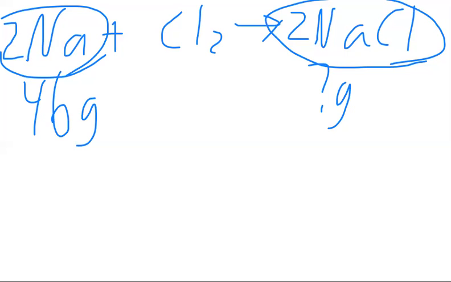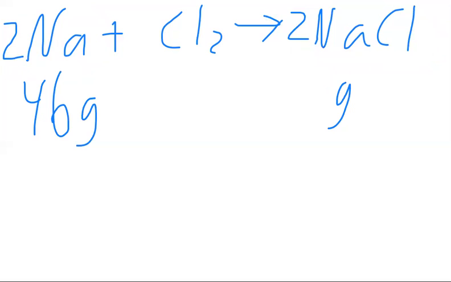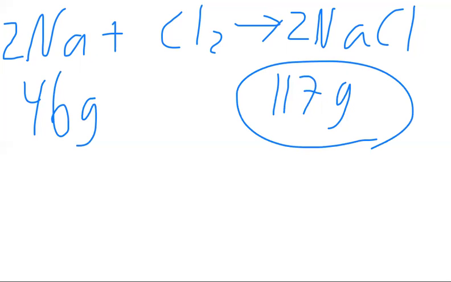117. So you're ultimately going to wind up with 117 grams of sodium chloride. Okay, so 117 grams is what you should get as your answer. 117 grams of sodium chloride. All right, and that should be your answer for that part of the problem.